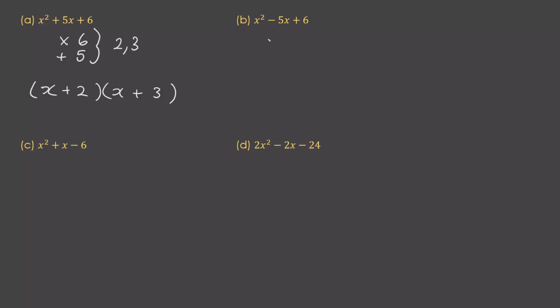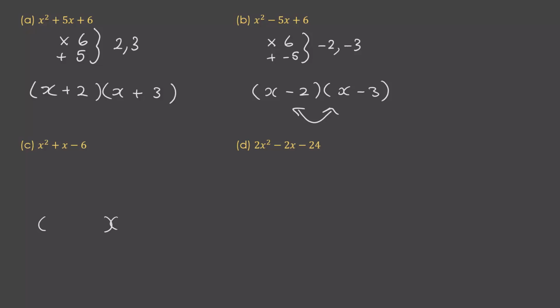With this one here, multiply to give 6, add to give negative 5, it's going to be negative 2 and negative 3. Negative 2 times negative 3 is 6. Negative 2 add negative 3 is negative 5. And so we get x minus 2 and x minus 3. It doesn't matter if the brackets are the other way around.